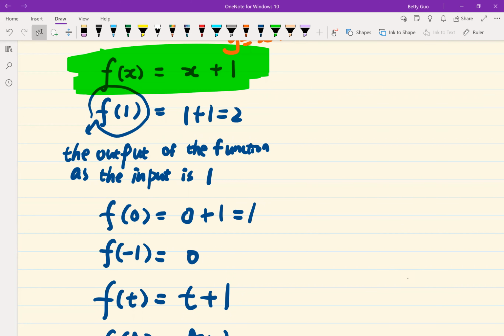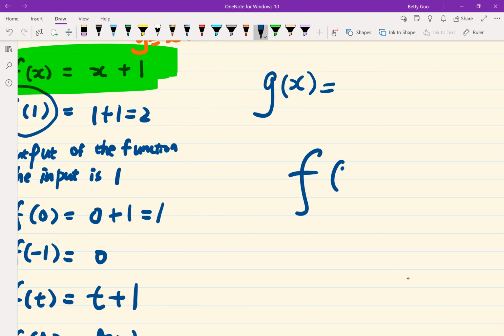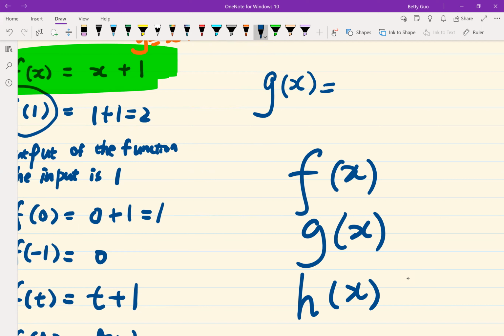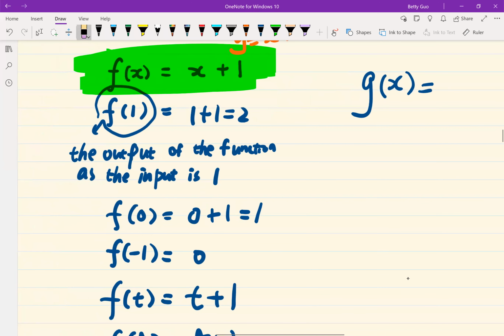Yes? All right, so what if I give you a different function? This time I use g. Look at the notation. f of x, g of x, even h of x. When you work on my lab math assignment, you may see some other letters, maybe w of x. Those are all notations for a function, just different letters. Earlier we have f of x. We assign f of x as x plus 1.